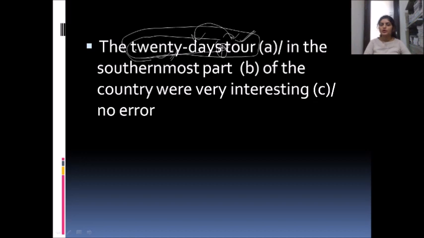We should have said: the 20-day tour in the southernmost part of the country was very interesting, because only one tour is being talked about here. Whether it is 20 days, 40 days, 100 or 50, that does not matter, but only one tour is being talked about. So one tour, and with it was, our subject verb agreement should also fit properly. That is why was very interesting. So here you have errors in two parts of the sentence, right? Moving on to the next.